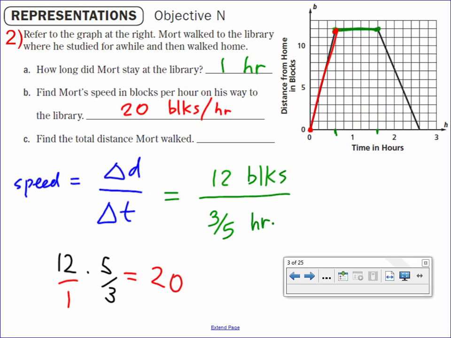Thank you. And lastly, find the total distance that Mort walked. So we went to the library. How far away was the library from his home? 12. And then he walked home. So even though the speed of his walk home was different than his speed to the library, he still went the same distance to get back home, 12 blocks. So it looks like a grand total of 24 blocks. All right, 24 blocks. Raise your hand if you already had that. So 24 blocks. Great. Thanks, hands down.